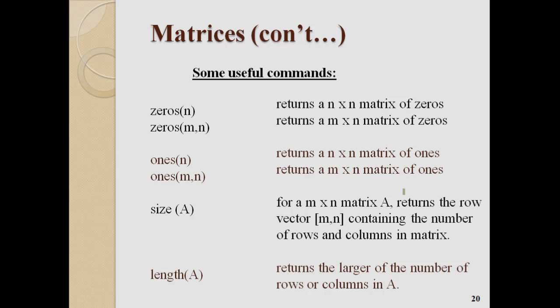Some useful commands regarding matrices: zeros(n) returns an n cross n matrix of zeros. Zeros(m,n) returns an m cross n matrix of zeros. Ones(n) will return an n cross n matrix of ones. Ones(m,n) will return an m cross n matrix of ones only. Size(A) will give you the rows and columns of the matrix. Length(A) returns the largest number of rows or columns in A.